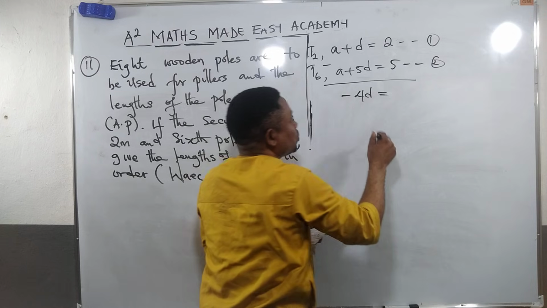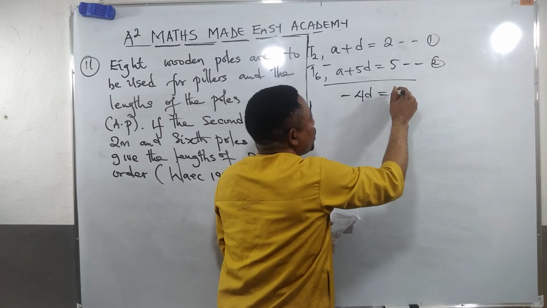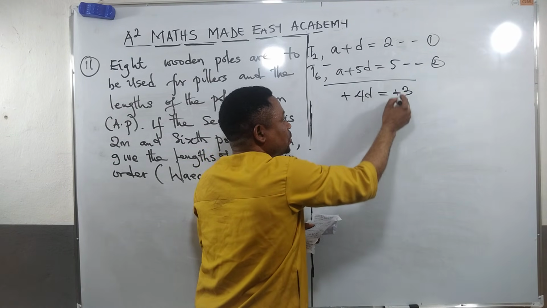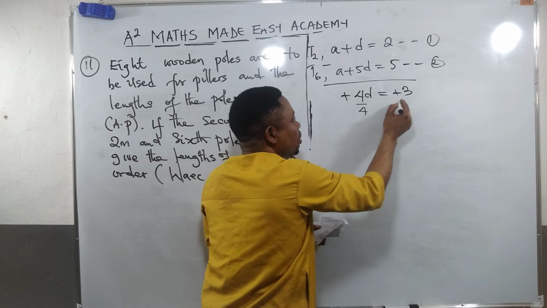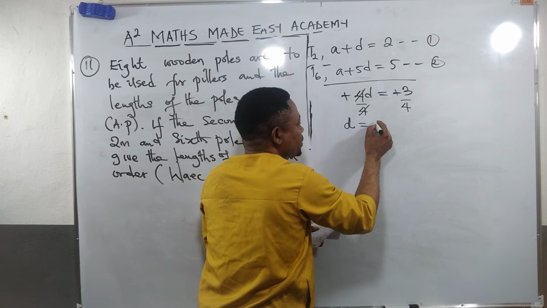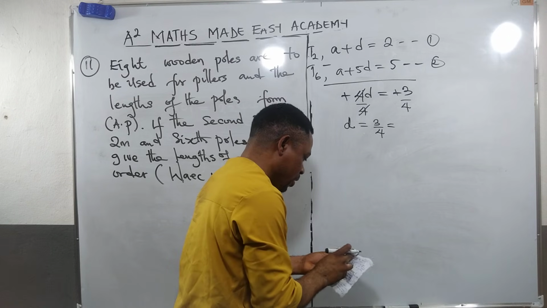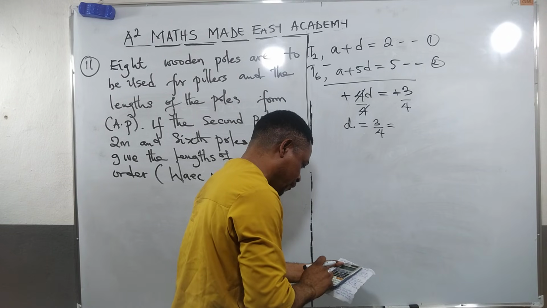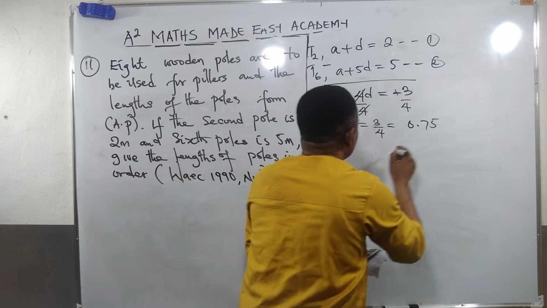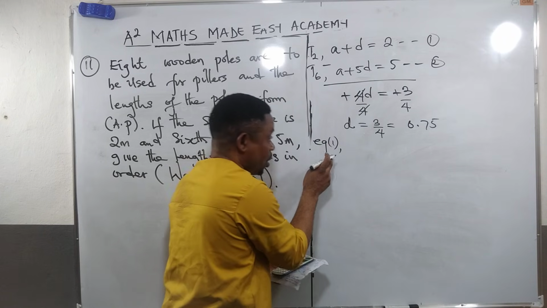Then I will now regard it as D minus 5D, which will give me minus 4D. Then equal to. The next one is 2 minus 5, which will give me minus 3. I can get the common difference. Minus will cancel minus. Divide by 4, divide by 4. 4 will cancel 4. So the common difference is now 3 over 4. Are you with me now? And you know that 3 over 4 is, let's divide. 3 divided by 4 will give you what? Wow, 0.75.